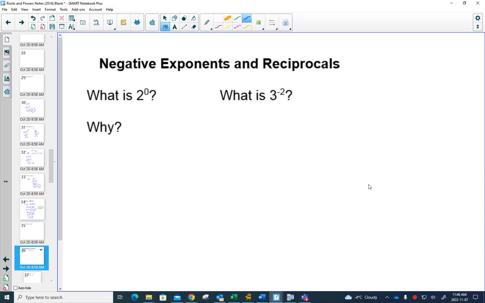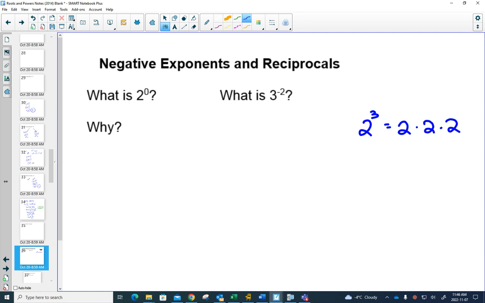So here's some weird exponents. You learned when you learned exponents to begin with that 2 cubed, the little 3 means repeated multiplication. That's 2 times 2 times 2, and that's equal to 8. But now we're going to deal with some weird things. Like if you had repeated multiplication, and it's a 0, that doesn't make sense.